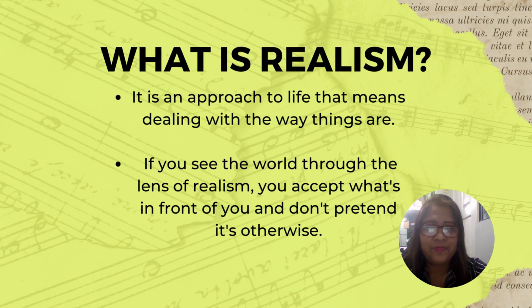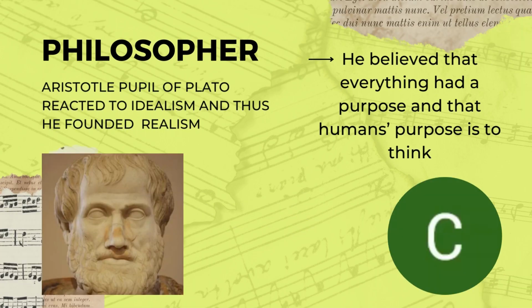What is realism? It is an approach to life that means dealing with the way things are. So if you see the world through the lens of realism, you accept what's in front of you and don't pretend it's otherwise. So it's there, it's material. The philosopher Aristotle, the pupil of Plato, reacted to idealism and thus he founded realism. He believed that everything had a purpose and that humans' purpose is to think.